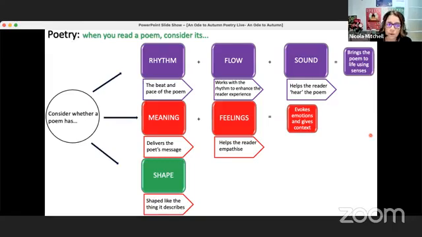So when you see a poem, any poem, and even take a look at your own poem now, think about the rhythm, flow, and sound on the top level, then look at the meaning and the feelings, and then also consider if it's got a shape, and that will help you pick out ingredients for the poem and give you a better understanding of what it is you're reading.